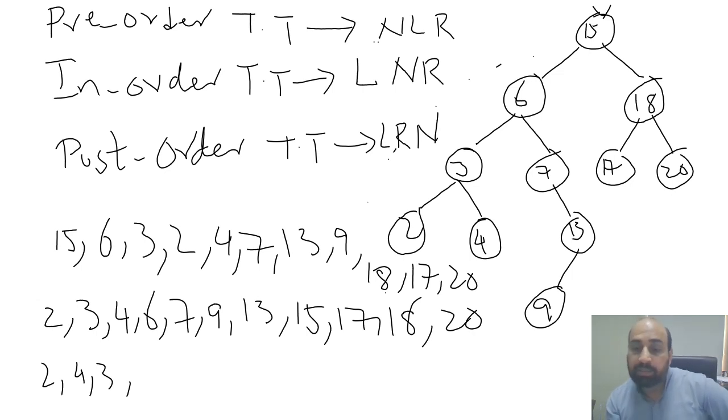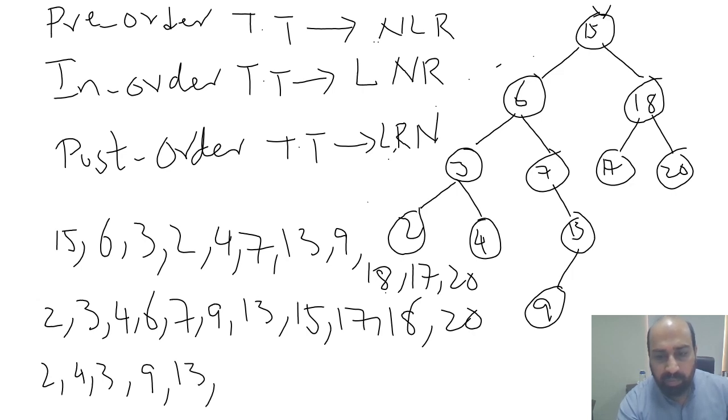Go to the left of 6, that is not present. Left of 7, that is not present. Go to the right of 7, that is 13. Go to the left of 13, that is 9, will be printed. Then right of 13 is not present, so 13 will be printed. Then 7 will be printed, right? Then 6 will be printed, and then go to the right of 15.